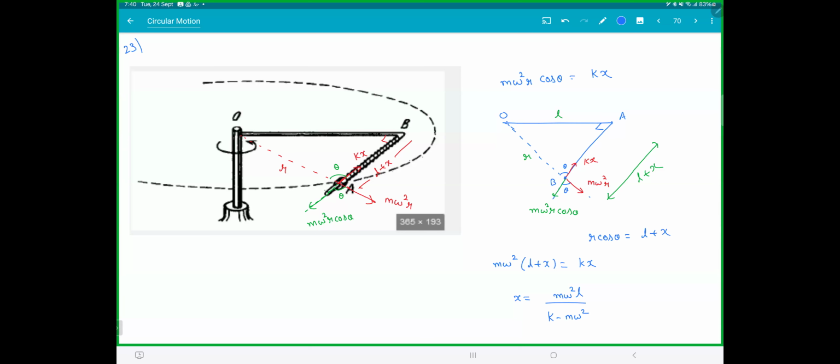Next one. Any doubts on this? Clear, na? Ahana, Ishana, clear? Arnav, Taksha? Taksha, clear with this. Next one.